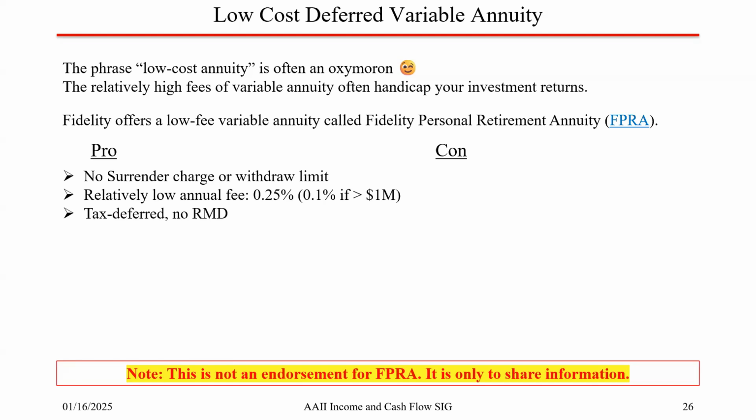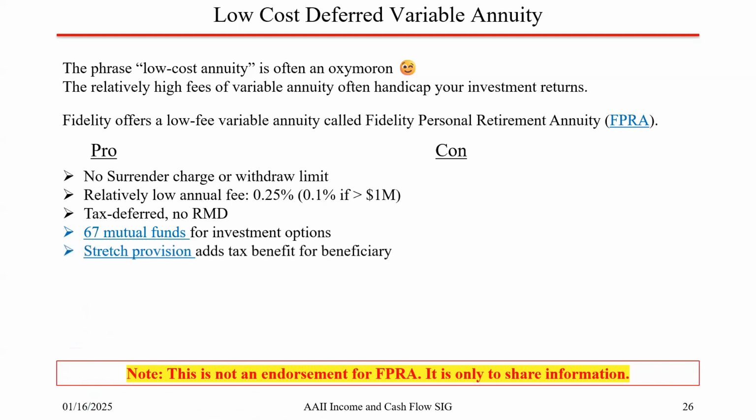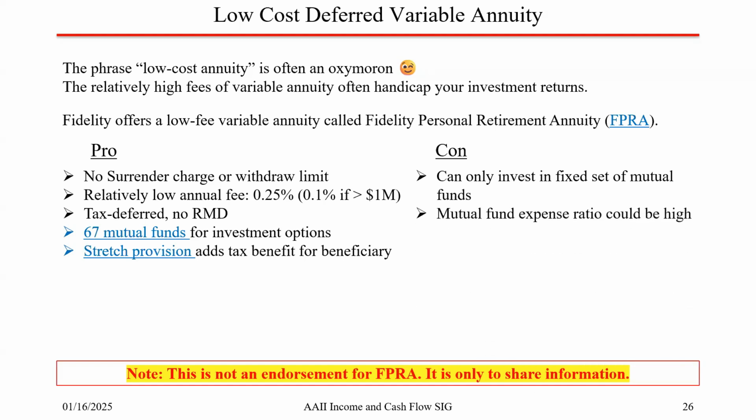It's tax deferred, no RMD, because they only do the non-qualified. There are 67 mutual funds to choose from. I wish they had more. There's this stretch option provision that adds some tax benefit for your beneficiary. You have to read that document to find out what exactly it is. But the con is you can only invest in these 67 mutual funds, and there are varying expense ratios for each of these funds. So some are really low cost, some are really high cost.